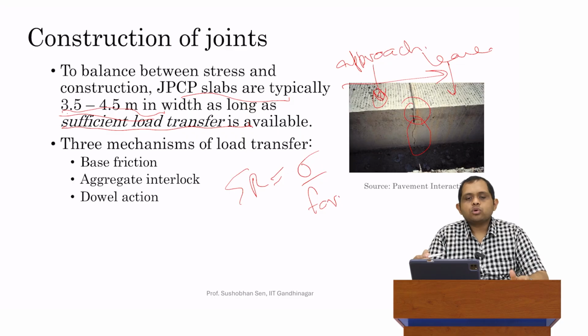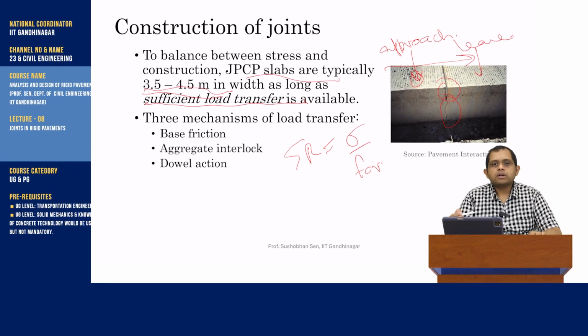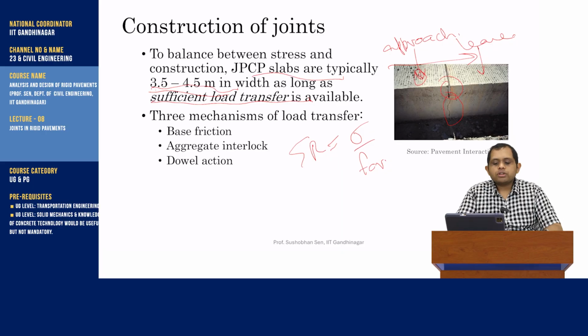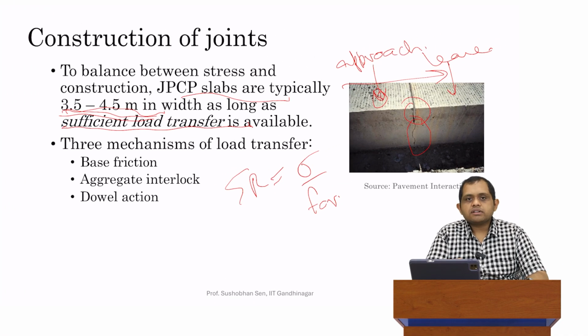So to formally define it, load transfer is the transfer of a part of the load from the approach slab to the leaf slab. The reason we want load transfer is, if two adjacent slabs are sharing a load, then individually each slab has a lower stress on it. And when each slab has a lower stress on it, they can be thinner and or longer. So the reason we can get away with having still relatively large slabs of 3.5 to 4.5 meters is because we do assume some amount of load transfer.